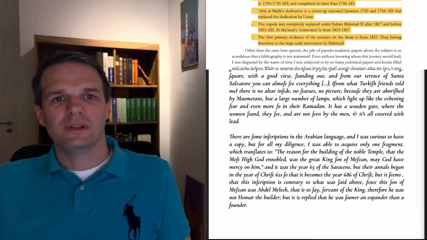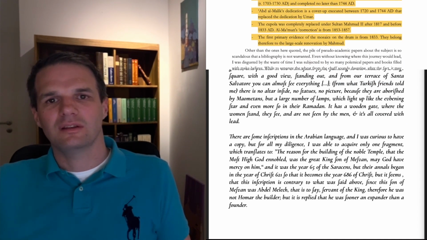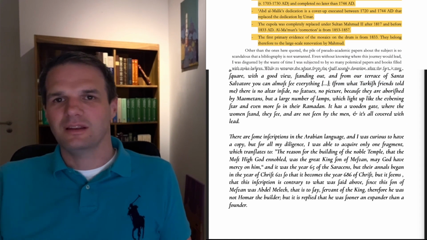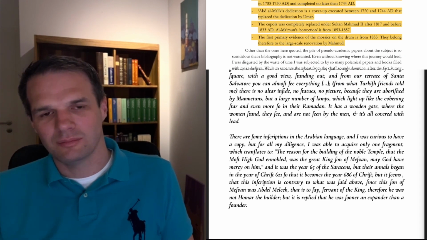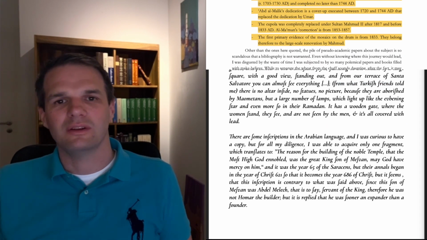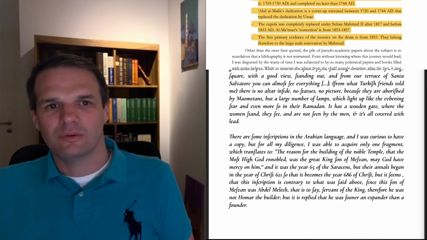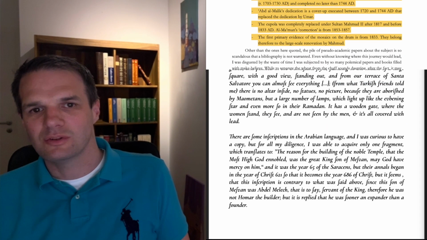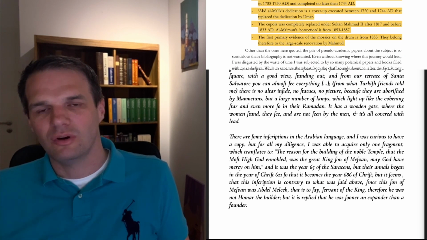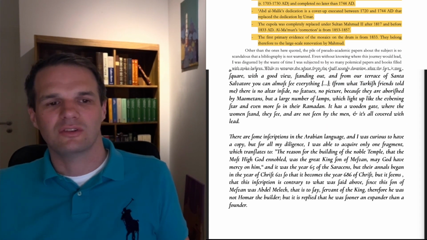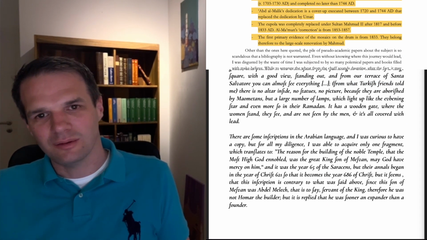The cupola was completely replaced under Sultan Mahmud II after 1817 and before 1833. Again, he uses these pictures as evidence. I didn't go into them. It's just the same he's done before. There's no real evidence. I mean, it's possible that it was replaced, but we need more than just looking at a couple of pictures where in one image somebody drew the dome a bit taller and another a bit flatter. That doesn't constitute evidence. That's just differently skilled artisans.